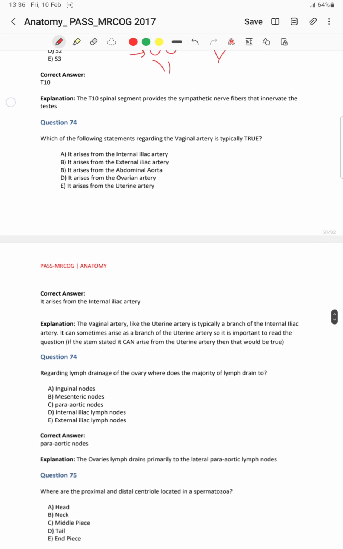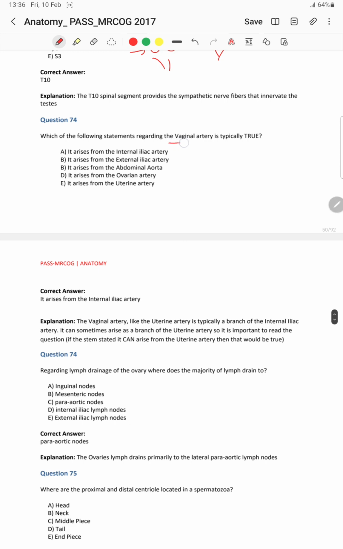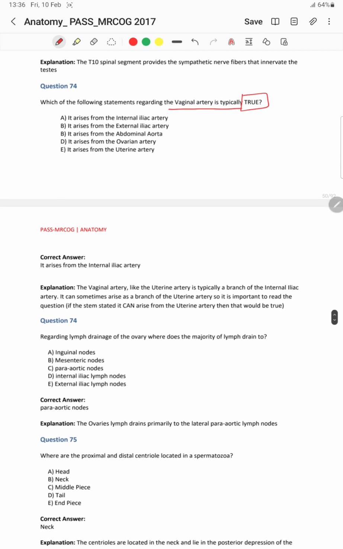Which of the following statements regarding the vaginal artery is true? So let us discuss the vaginal artery.